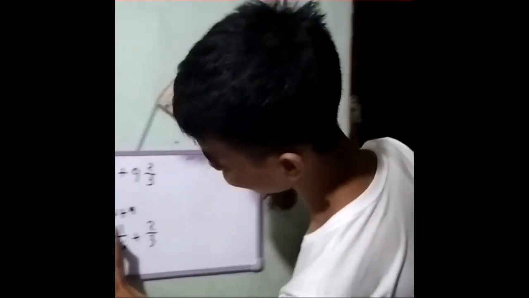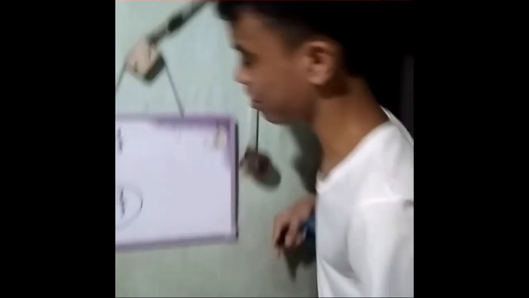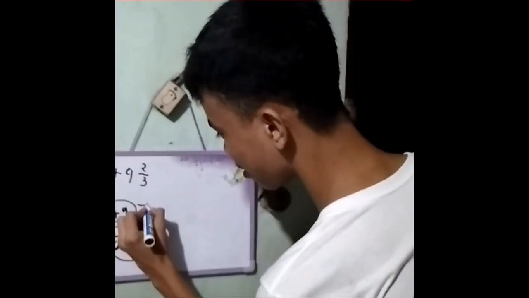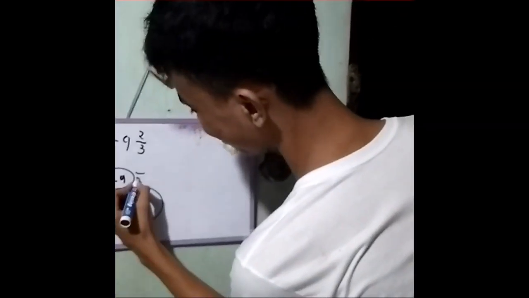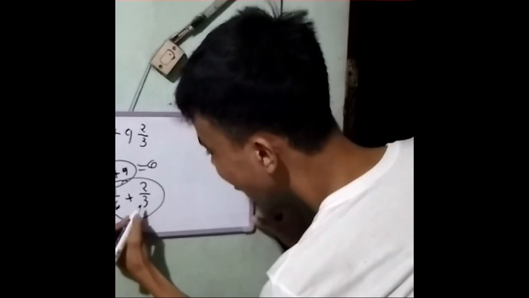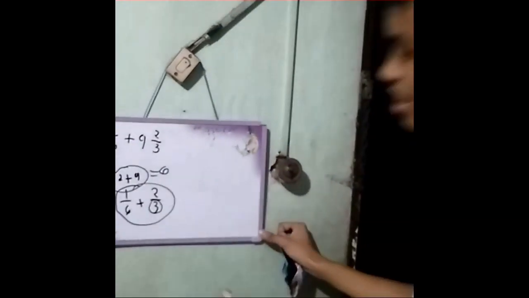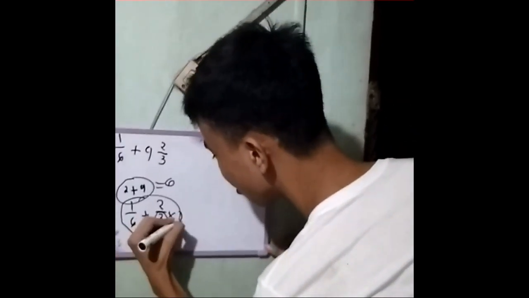We're going to add mixed numbers. So the first thing to do is to separate the whole number and the fraction. So we're going to add first the whole numbers: 2 plus 4 equals 6, and then 1 over 6 plus 2 thirds. They have different denominators, so we're going to find the common denominator. So what we're going to do is 2 times 2.